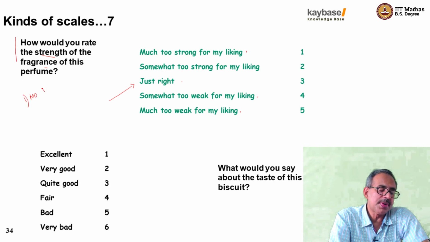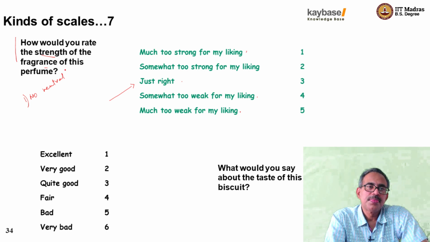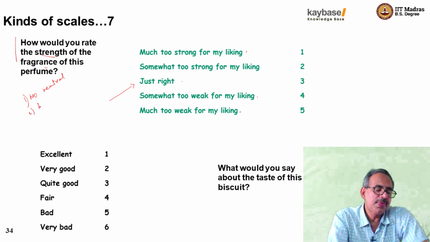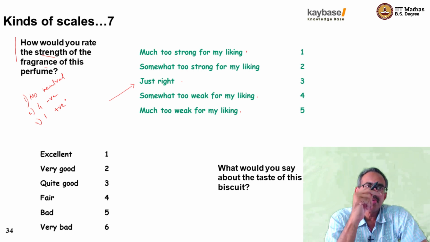is no neutral point. There's nothing like "neither too strong nor too weak." Two, there are 4 negative points. Three, there is only 1 positive. Whereas in the previous scale it was 2 and 2 or 3 and 3 with 1 neutral. Here there are 4 negative and 1 neutral.